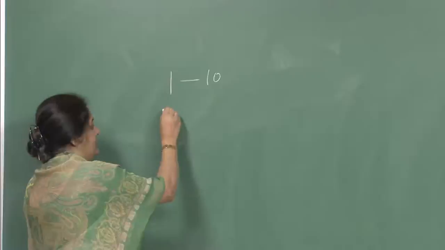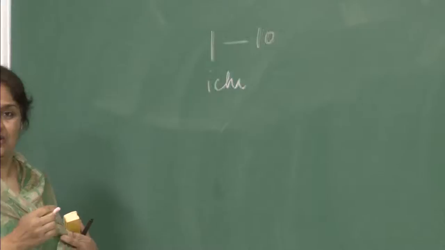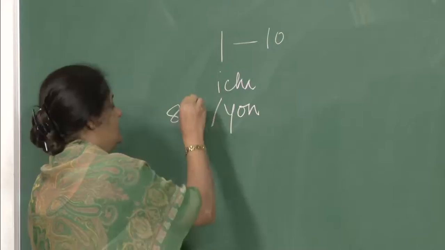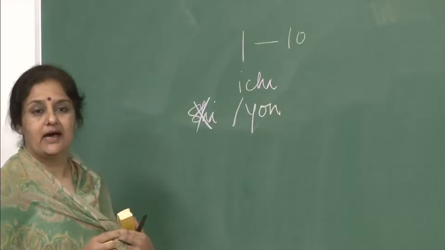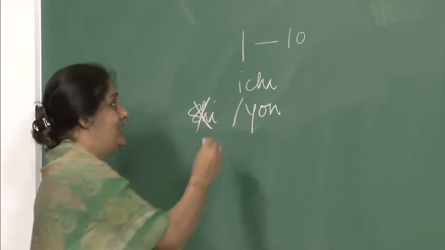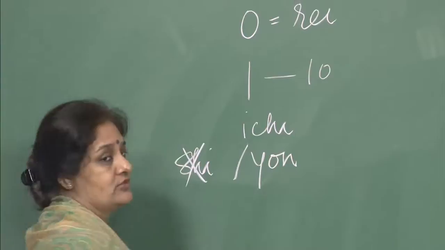So, ichi, ni, san, yon, not shi, go, roku, nana, hachi, kyu, and that's all that is required. And of course, zero, which is re, or zero could also be used.